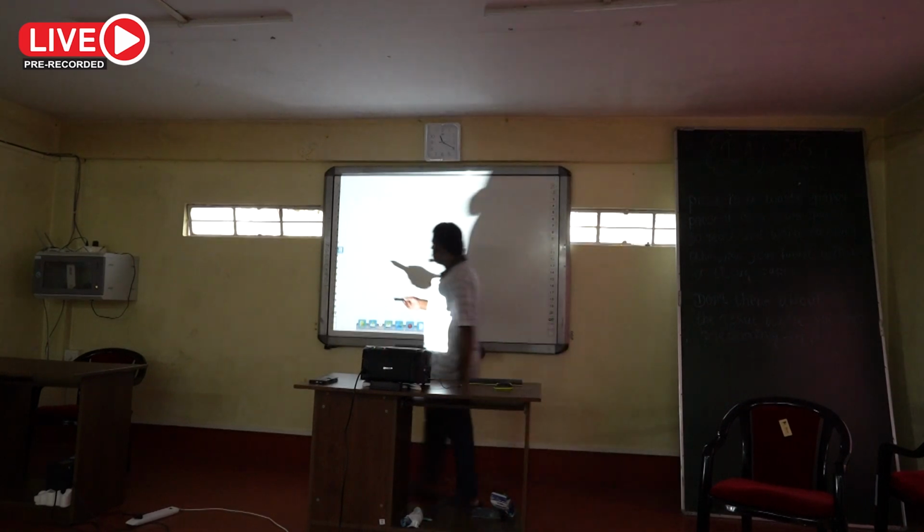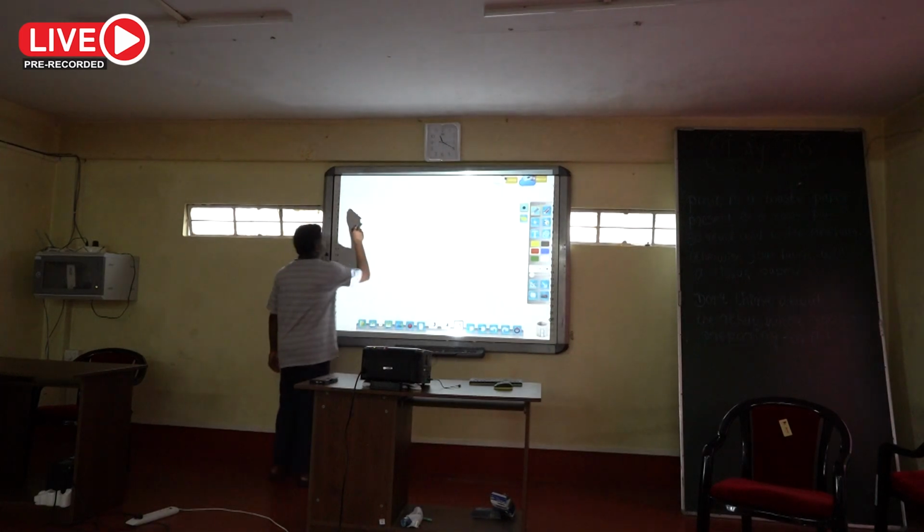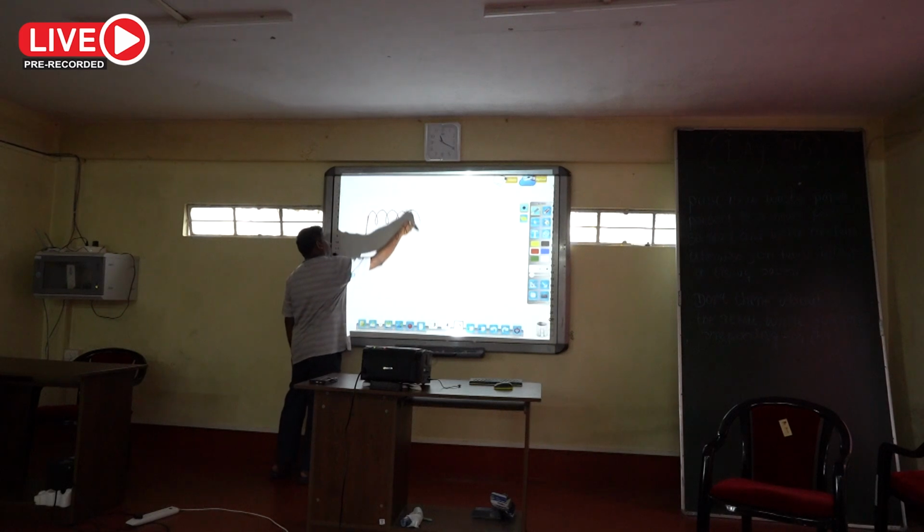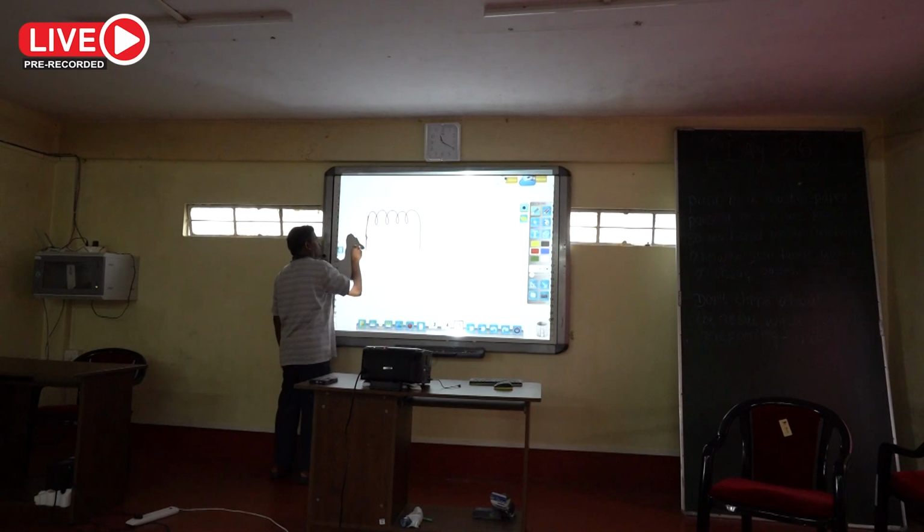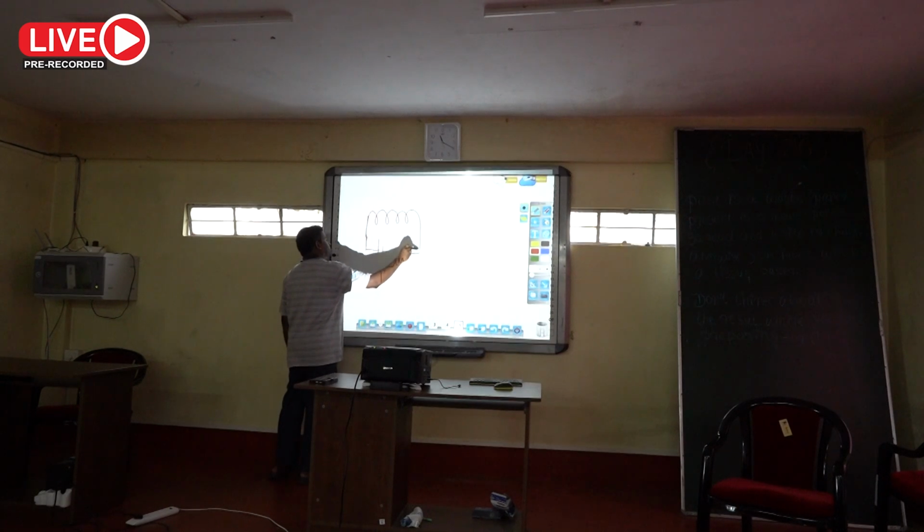Suppose there is a coil which is connected with a battery and which is connected with a variable resistance. This is a variable resistance. This battery EMF is given.